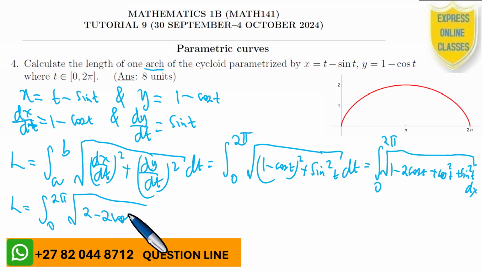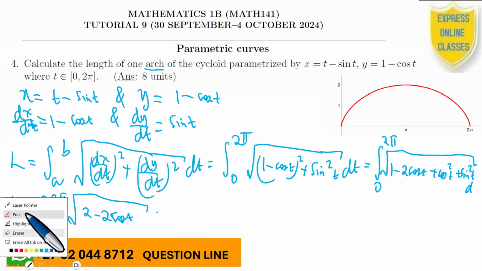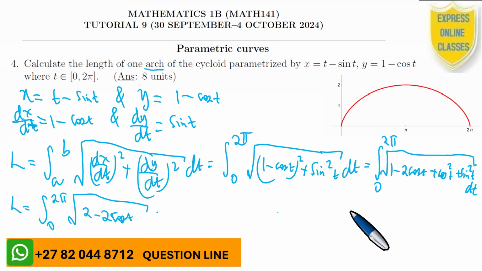Minus 2 cosine t. Obviously this one is a dt. So if it is exactly dt, then we have exactly the following. Take note of that. So this is going to be exactly dt.